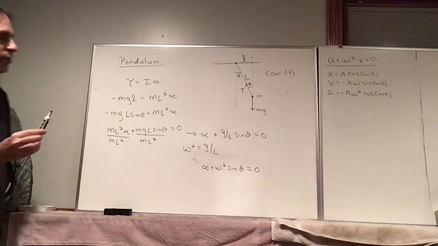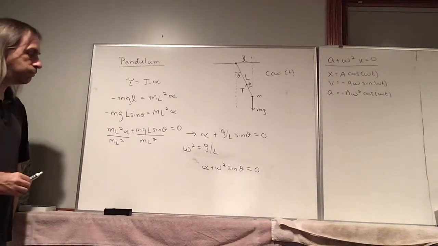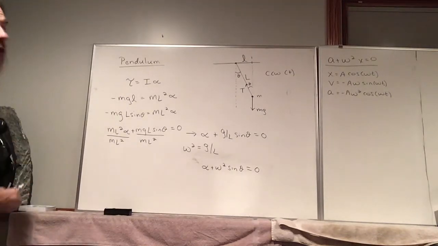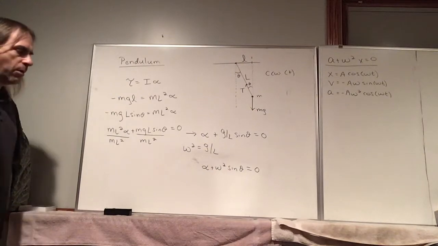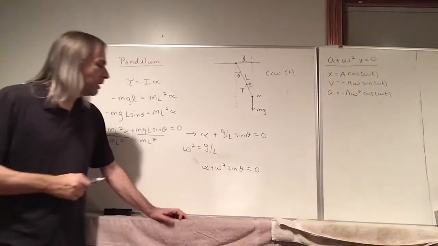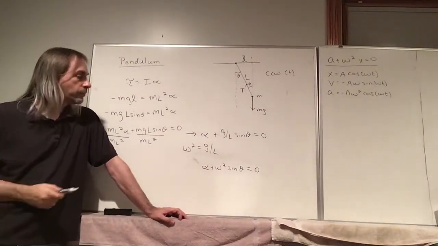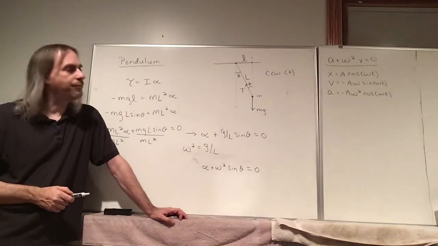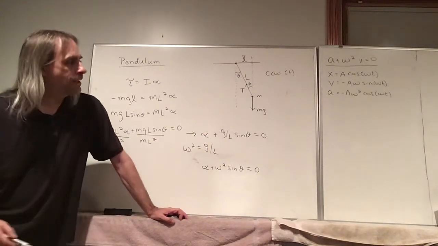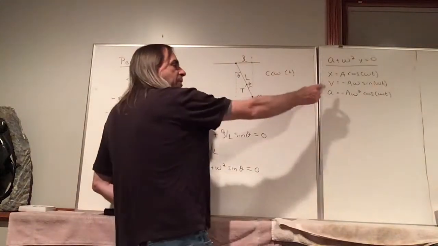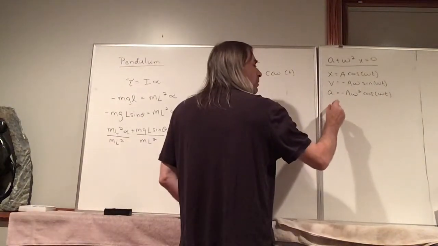Now, the question is, what do we do with this? We have this equation. We'd like to solve it. We want to find theta as a function of time. And let's come over here for a moment. We have position, velocity, and acceleration.